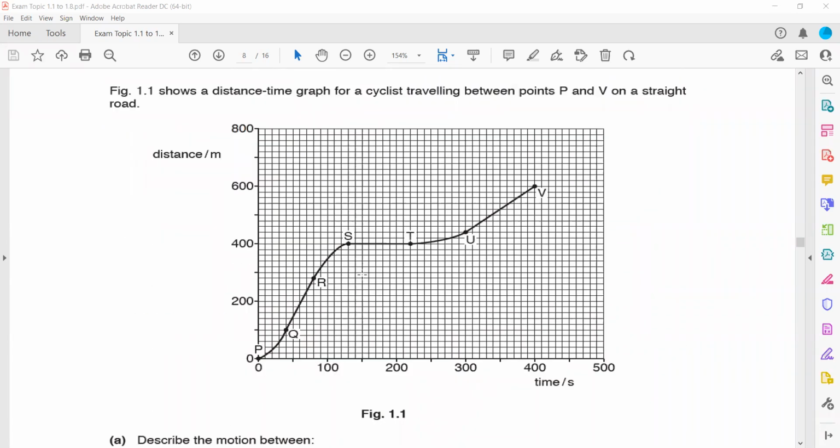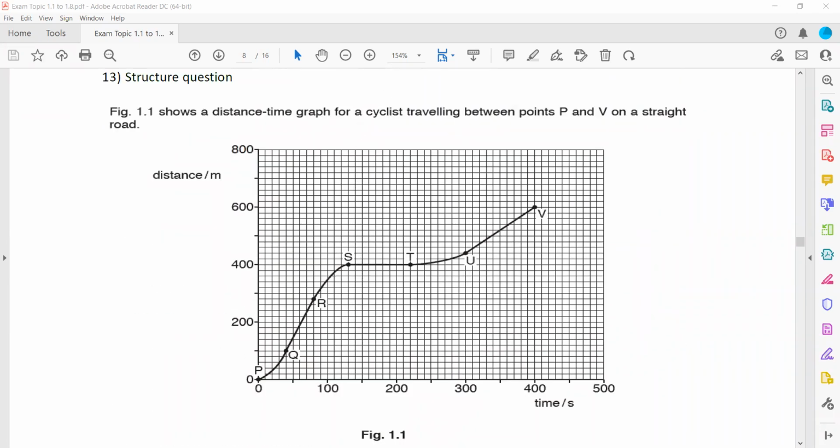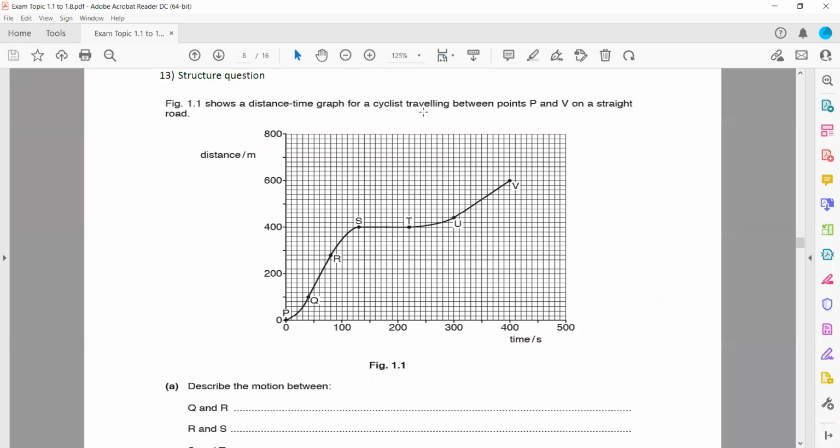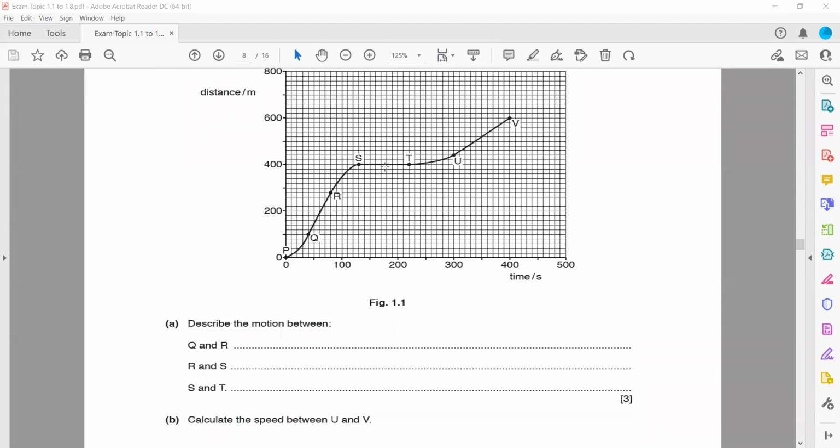So the second part, in this part, we'll discuss the structure questions from the test paper. Figure 1.1 shows a distance time graph for a cyclist traveling between point P and V on a straight road. Remember, whenever you have a distance time graph, the slope of the distance time graph represents the speed. So you have to identify just the trend in the slope, and using that you can work out the speed.